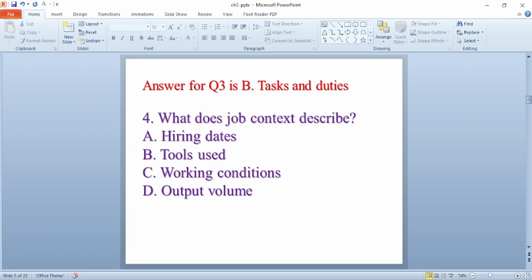Question number 4. What does job content describe? A. Hearing dates. B. Tools used. C. Working conditions. D. Output volume. The answer for this question is C. Working conditions.